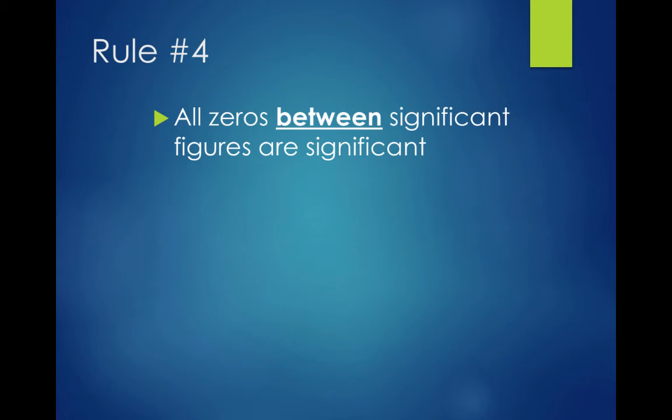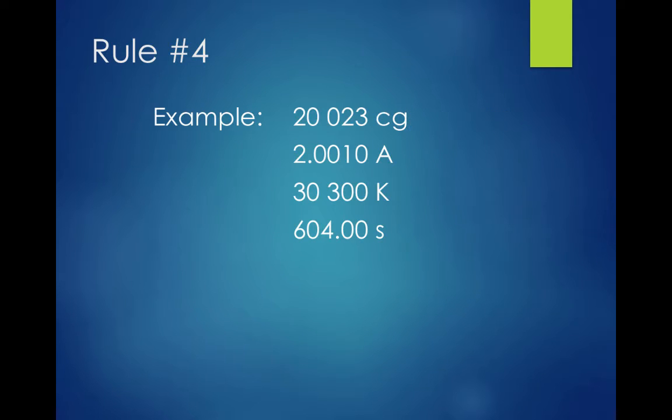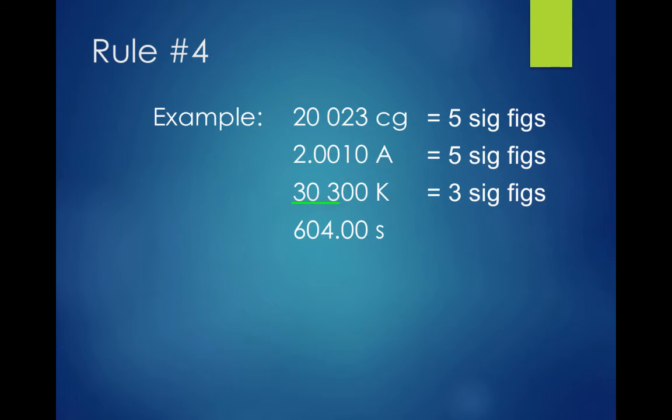Rule number 4. All zeros between significant figures are significant. Example, 5 sig figs, the 2 zeros in the middle count, as well as the 1 at the end because of the decimal point. 3 sig figs, the 0 in the middle counts because it's surrounded by digits other than 0. The 2 zeros at the end do not count because there is no decimal point. 5 sig figs, the 0 in the middle counts, as well as the 2 trailing zeros because of the decimal point.